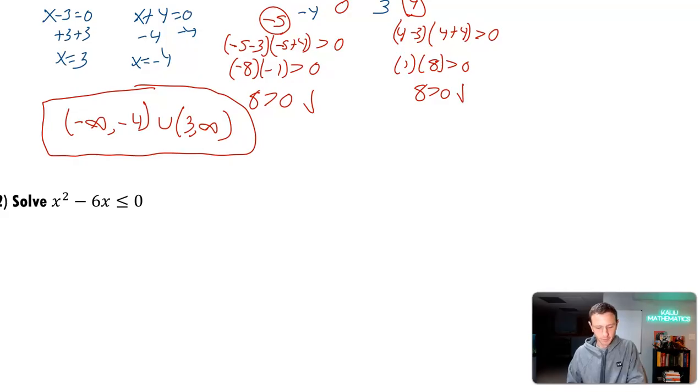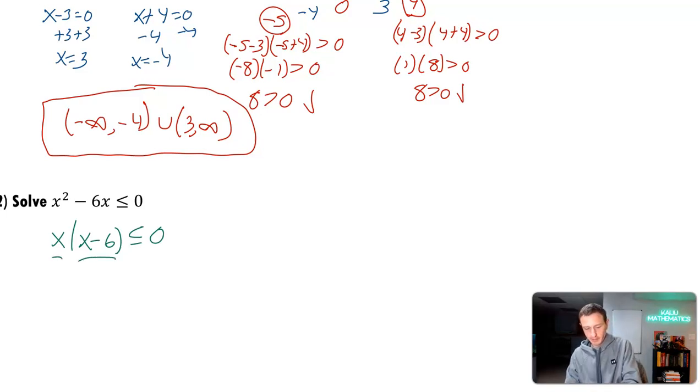All right, so number 2, x squared minus 6x less than or equal to 0. So on this one, we want to factor. So factor out an x. So x times (x minus 6) less than or equal to 0. Set both factors equal to 0.